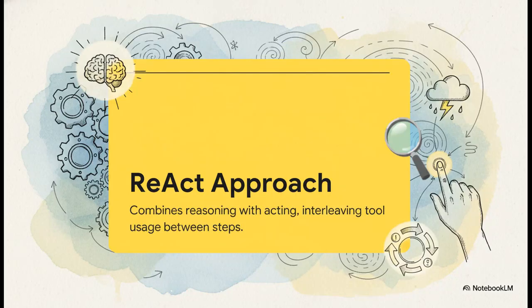Then we have ReAct, which stands for reasoning plus acting. This is the exact framework our weather agent Alfred was using. It encourages the model to think step by step, but crucially, it interleaves actions, like using external tools, between those reasoning steps. ReAct marries that internal reasoning with external actions and real-world observations. It's the absolute go-to for dynamic, multi-step tasks.